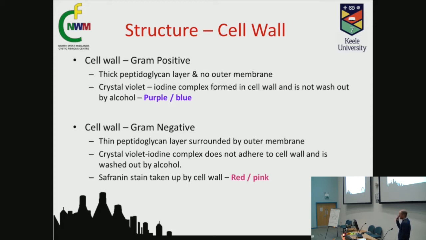So the things you need to remember are: gram-positive bacteria have thick peptidoglycan and are purpley blue. Gram-negative bacteria have thin peptidoglycan, they have an outer membrane, and they turn reddy pink.